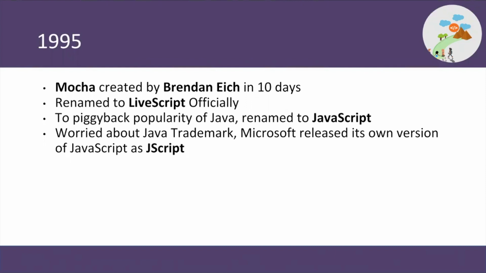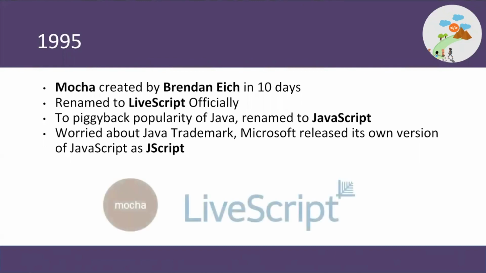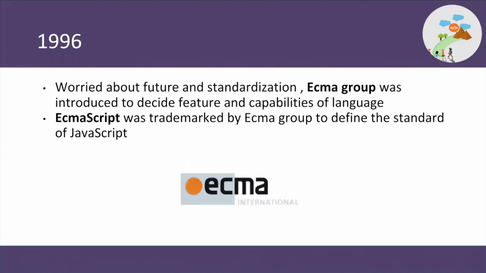So now, as we can see, Microsoft is having their own version, Netscape is having their own version, and there are many more other companies as well. And then there was a problem. Of course, you cannot have separate copies. There has to be standardization and everything. So that's how Mocha became LiveScript, and LiveScript became JavaScript in 1995.